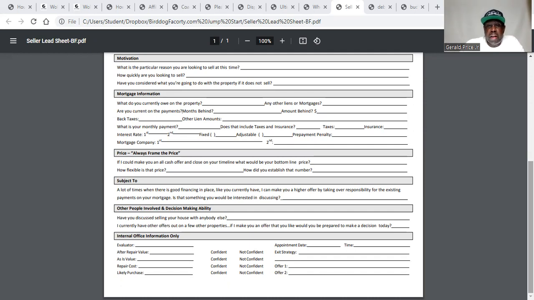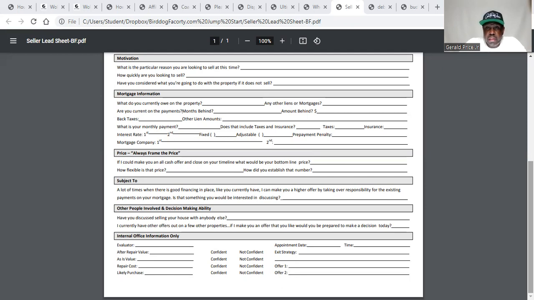How flexible is that price, as a follow up? How did you establish that number? That is the money making question. How did you establish that number? How did you come up with that number? I always ask that question. They say, hey, I want this amount of money for the house. Okay, how did you come up with that number?